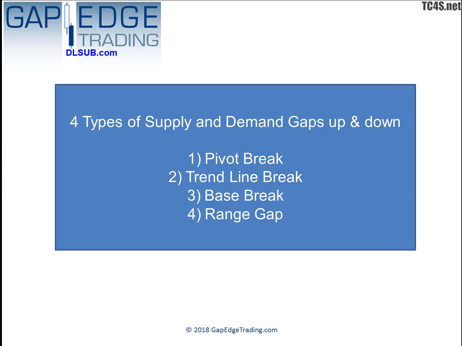So there are 4 types of supply and demand in gap ups and gap downs. In the previous course we talked about many more, but I'm trying to keep it simple and more advanced, take away more of the mechanics and make it more setup-focused on supply and demand with the gap. So we focus on pivot breaks, trendline breaks, base breaks, and range breaks of a gap. These are the 4 that we look for in supply and demand areas of the gap up and gap down.